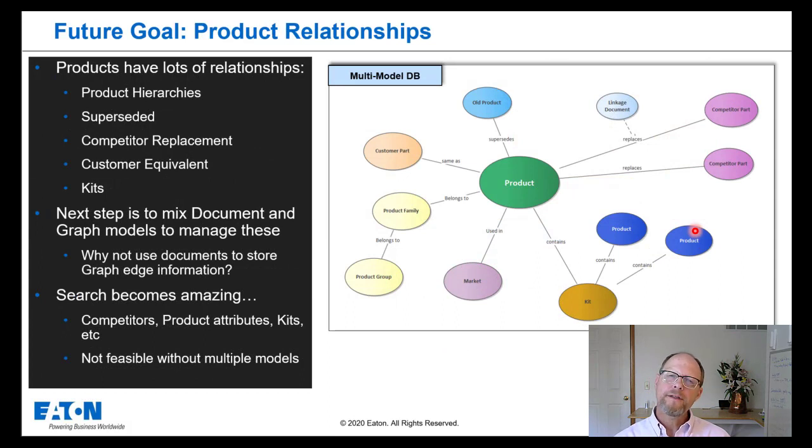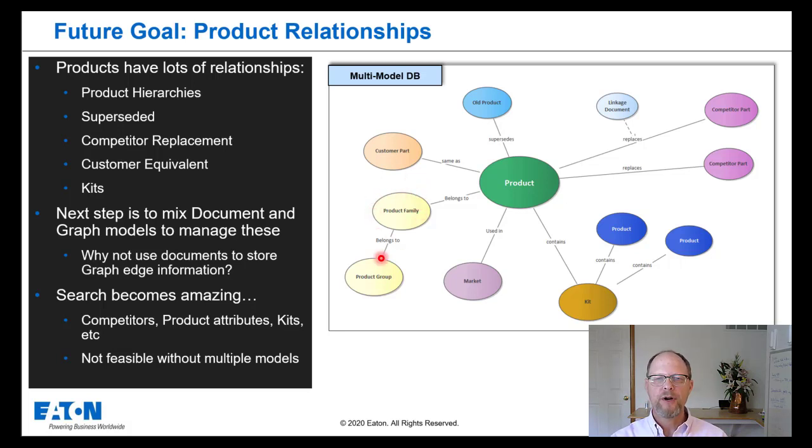And then, along the same lines but more expanded, is our product relationships. Products have product hierarchies. We have products that are superseded, so old products get superseded with a new product. You see that relationship here. Here's a product, so it supersedes this old one here. It replaces a couple of competitor parts. It's the same as a reference or customer part. A lot of our customers create their own product information about our products, and they want us to be able to talk to them in their language, so we need that information.